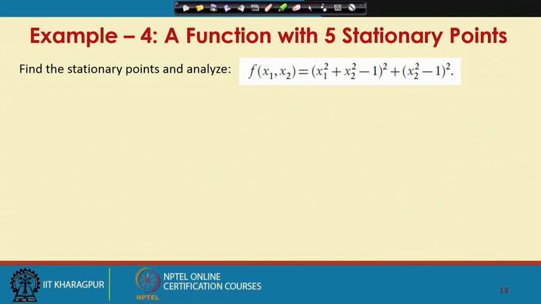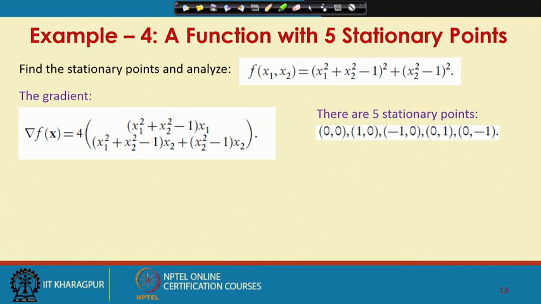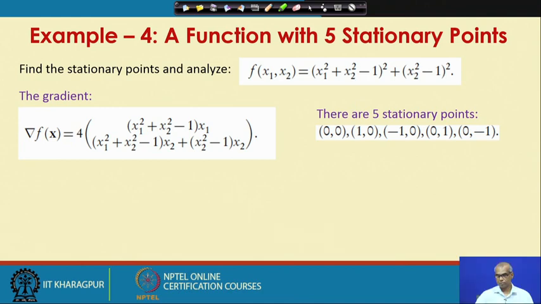As a fourth example, let us consider the two variable function as shown on the screen. So, let us take gradient, it is a two variable function. So, the gradient will be del f del x 1 and del f del x 2, it will have two components, and if you solve del f del x equal to 0, you will have 5 stationary points as 0 0, 1 0, minus 1 0, 0 1 and 0 minus 1.